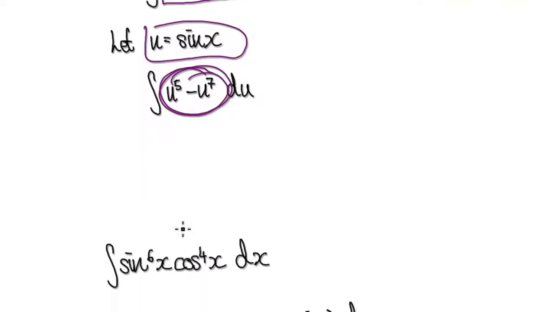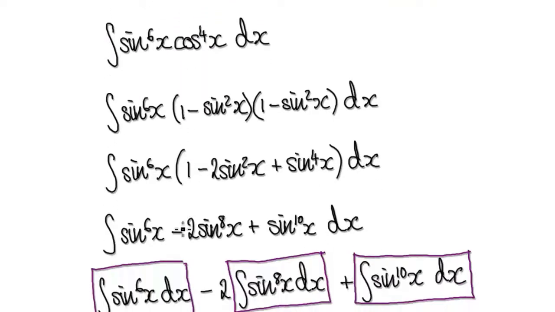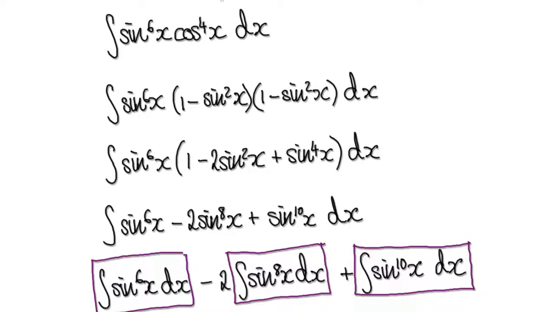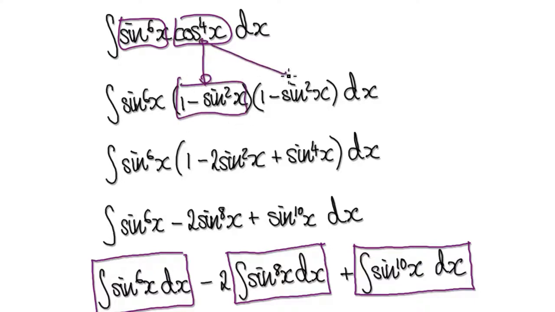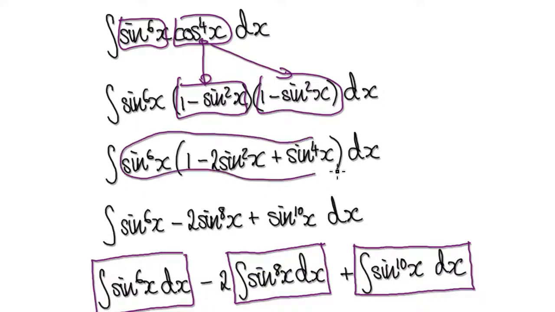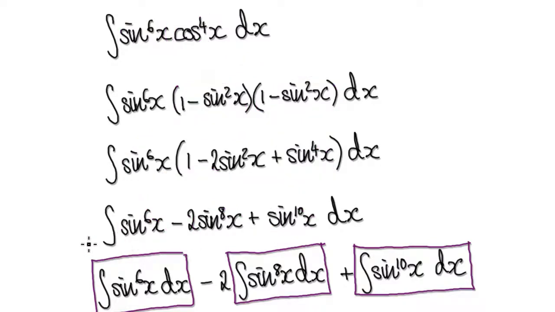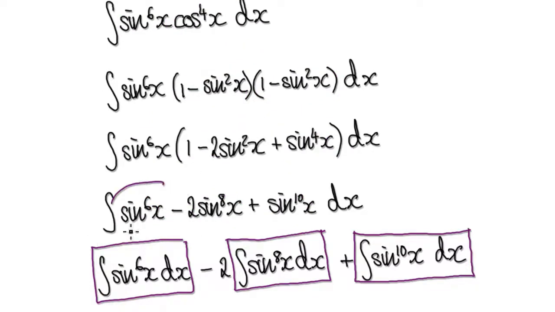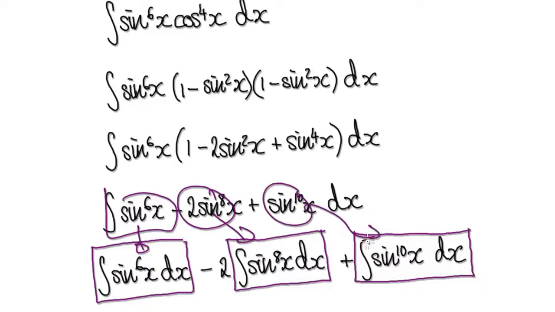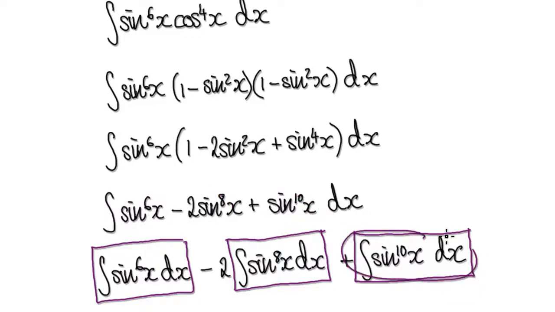Okay, so when you get something weird like this, you've got one block here and one block here. Break this up as one block multiplying with another block, and then you can see that everything is in terms of sine. When you get to this stage here, integrate everything separately. So integrate this, and then integrate this. Now you can make use of the reduction formula.